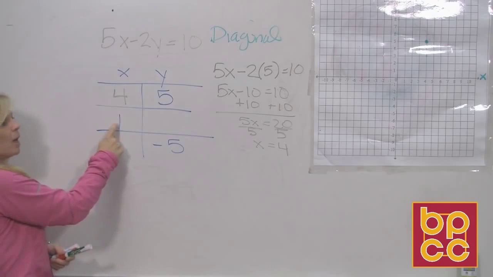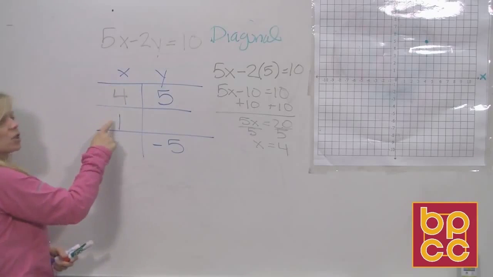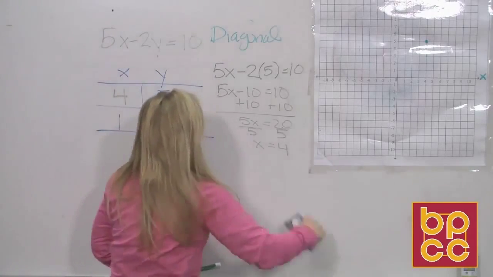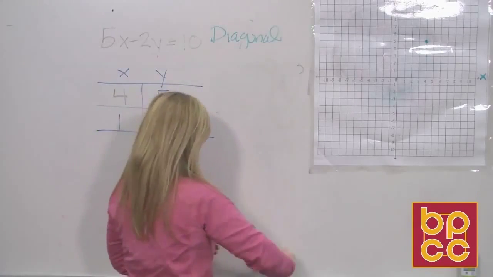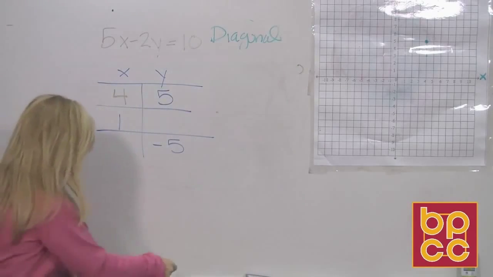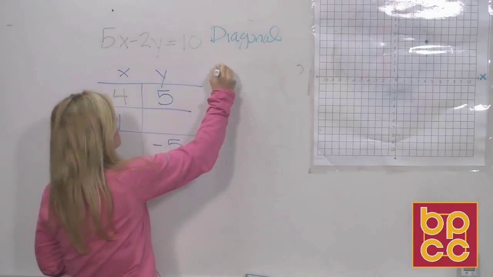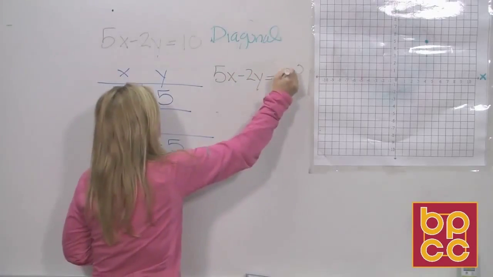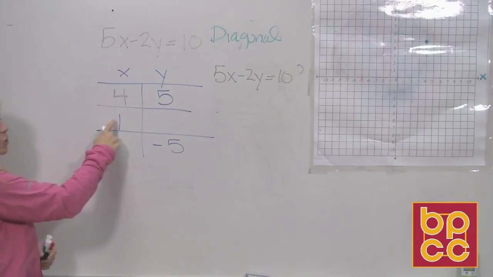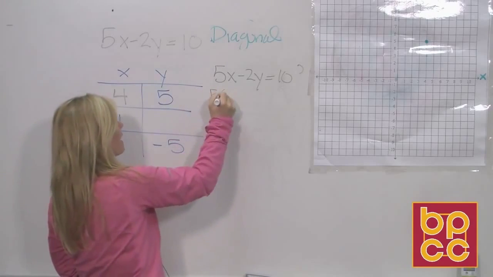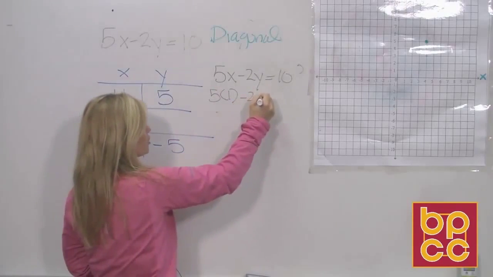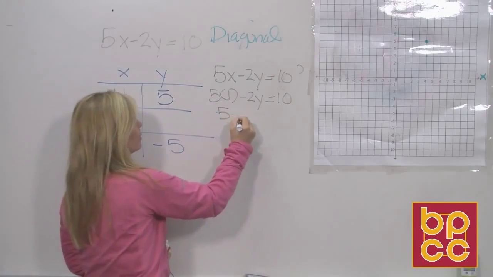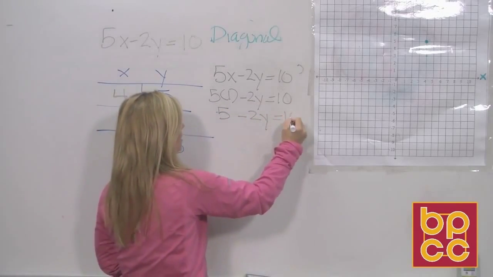They give me a 1, but 1 is in the column for x. So I'm going to substitute in for 1 where the x is. So I'm using the same equation because that's what I want to draw a picture of, that equation. So to write the same equation, 5x minus 2y equals 10. But now I'm going to substitute x as 1. So I'm going to write 5 times 1 minus 2y equals 10. I'm going to multiply: 5 minus 2y equals 10.